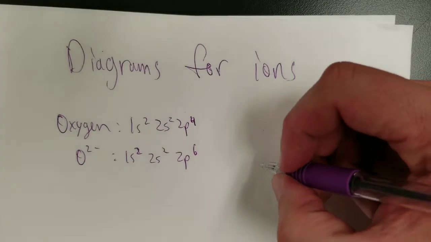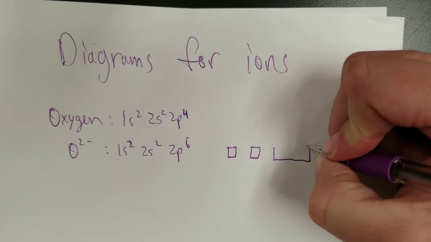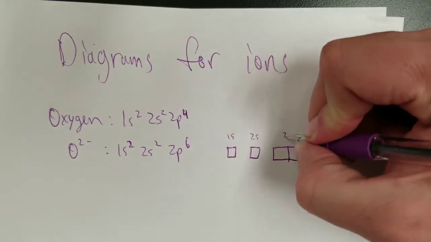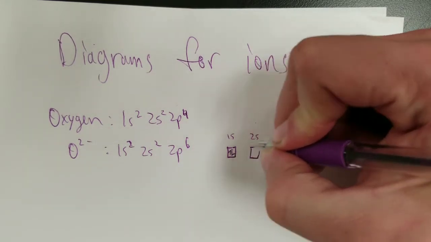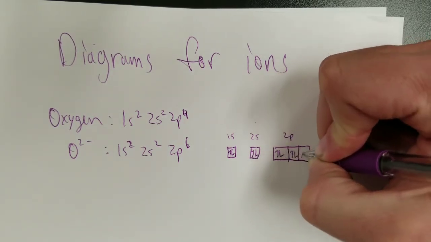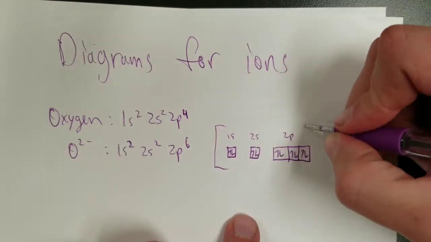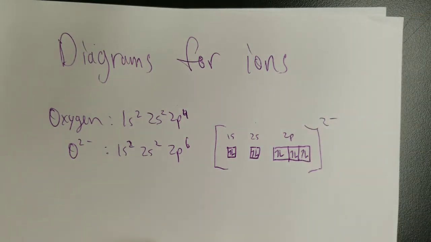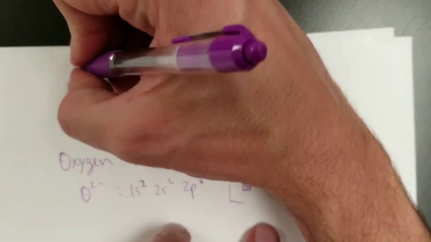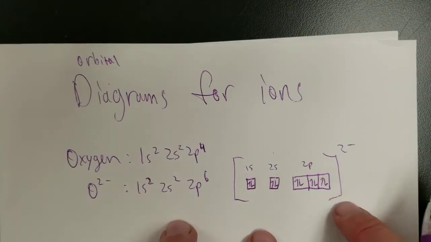So here's what you would do. For oxygen, there's your 1s, there's your 2s, there's your 2p. Fill in all your electrons. But because it's charged, you need to do one extra thing: add brackets and a 2 minus charge. This is how you do an electron diagram or orbital diagram for an ion. You do the same thing if it's got a charge.